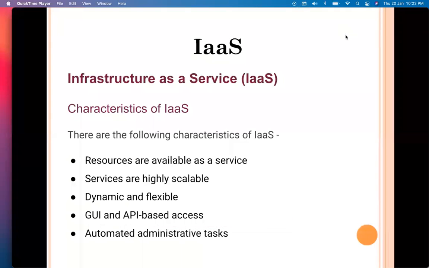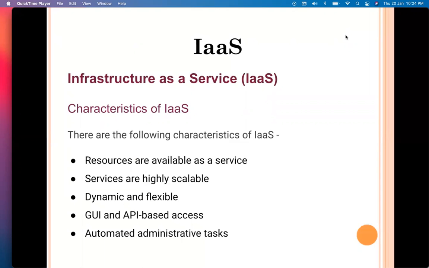The main advantage of using IaaS is that it helps users avoid the cost and complexity of purchasing and managing the physical servers. Here the user does not require to manage the physical resources. It is the main advantage of IaaS.